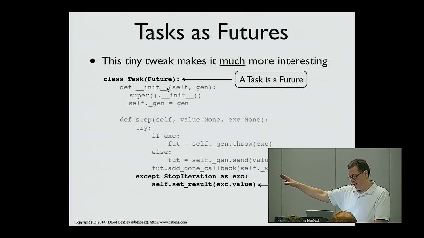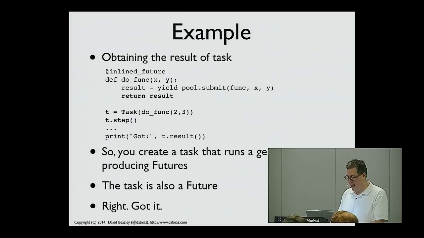What will happen here is just completely kind of amazing, actually. If you create one of these tasks, it itself is one of these future objects, which means that you can actually use things like result to wait for it. You can actually wait for the result to come back and do all sorts of things. So you have this situation where you have a task, it runs a generator, and it produces futures. The task itself is a future. So then you can start mixing it up with all this other stuff.